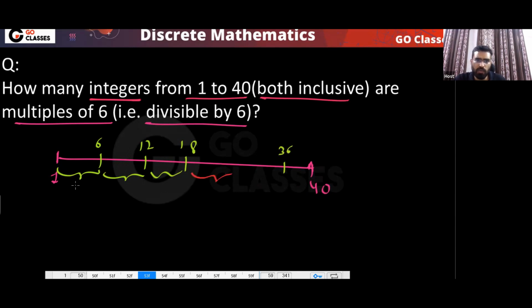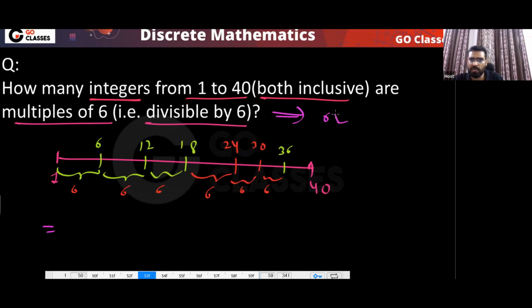So basically you will jump by 6. You will keep jumping by 6. Then tell me how many numbers are multiples of 6. So that will be basically 6. Total 6 numbers are multiples of 6.